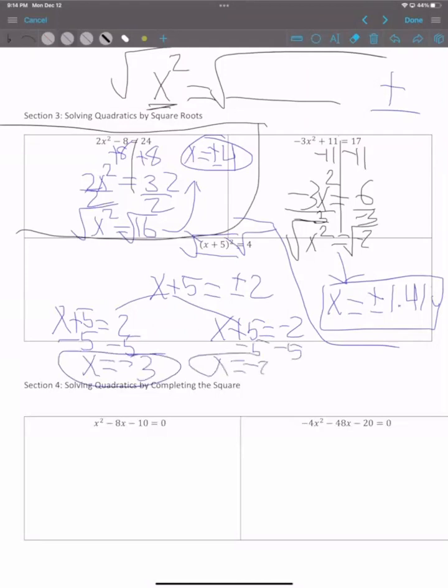And I believe that's what I said earlier. If I didn't, I messed up as usual. But hopefully this helps with section 3. Next video, we'll look at section 4.